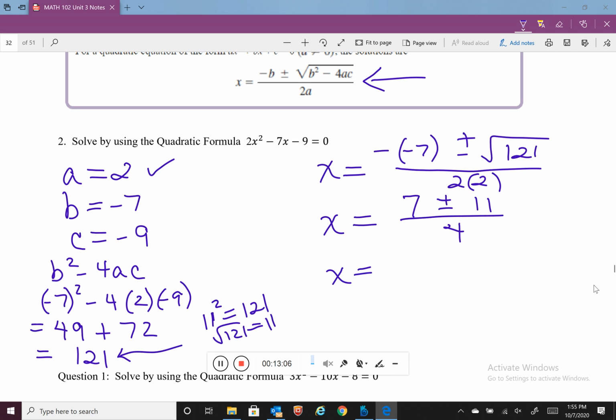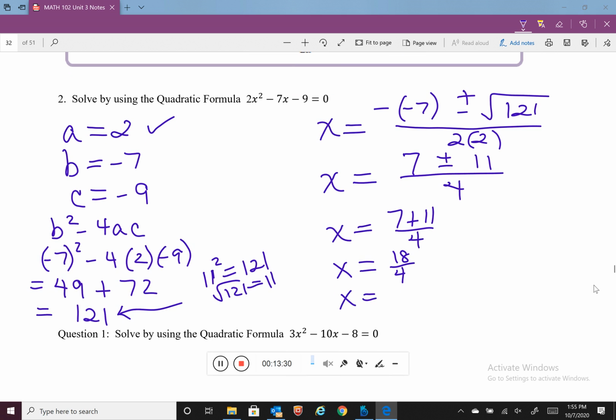And then remember, your language is often very important, and you need to hear yourself. When you say this, we have 7 plus or minus 11, so we need to separate. So it's 7 plus 11 divided by 4, which is 18 divided by 4, which actually reduces to 9 over 2. So that is one of the solutions we found. The other one is found by letting 7 be subtracted by 11 and then divided by 4. So 7 minus 11 is negative 4, and negative 4 divided by 4 gives us our second solution, which is negative 1.